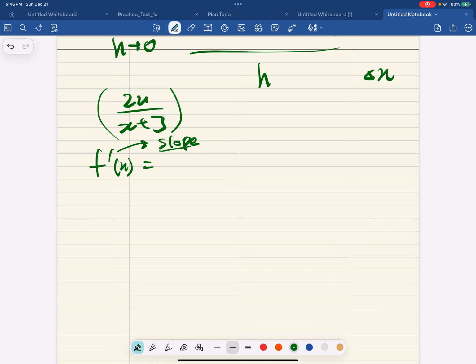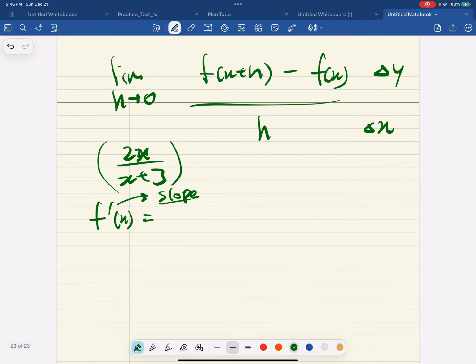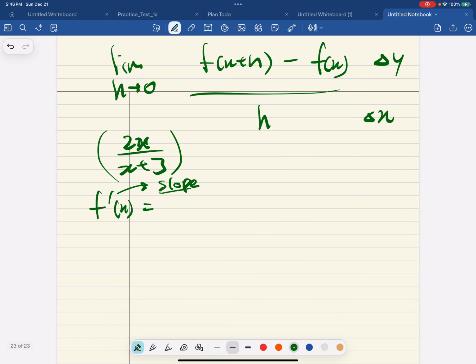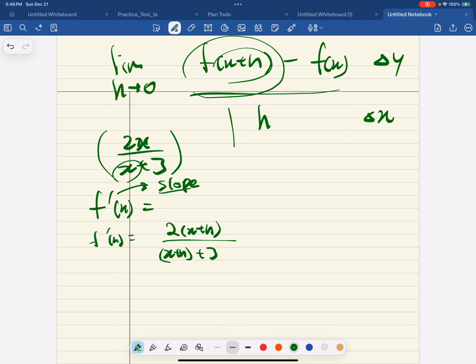So now what we can do is just change all the x's into x plus h and keep the h. So this one will be f prime of x equals 2, changing x into x plus h, divided by, again, x turns into x plus h plus 3. That's this part done.